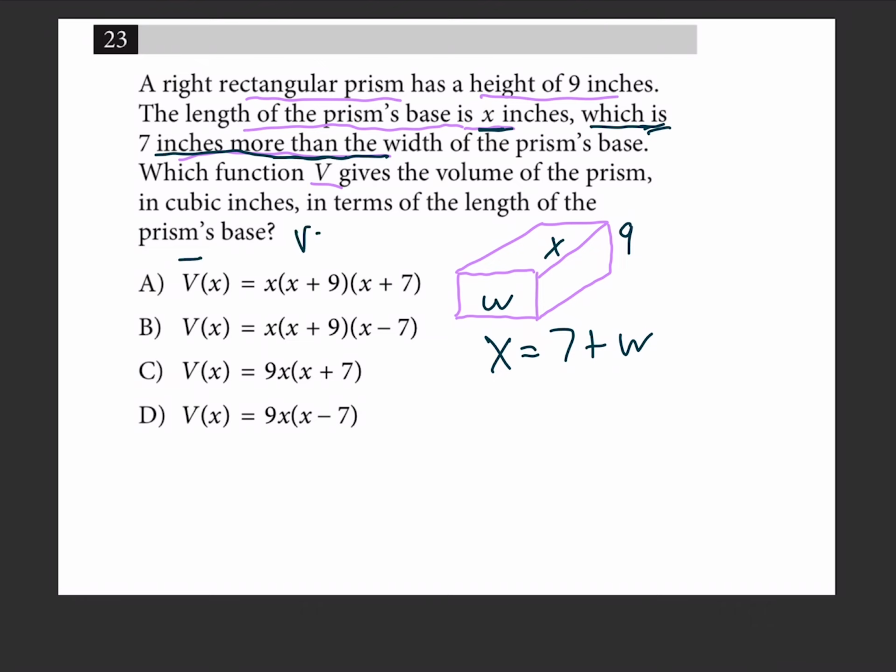So we know that the volume is always going to be the length times the width times the height. Well, I know that the height is 9, so I'm going to do it here. My volume equals, there's the height, 9. And then right now I have the width is w, and I have that the length is x. Well, I look at the answer expressions, they're all in terms of x.